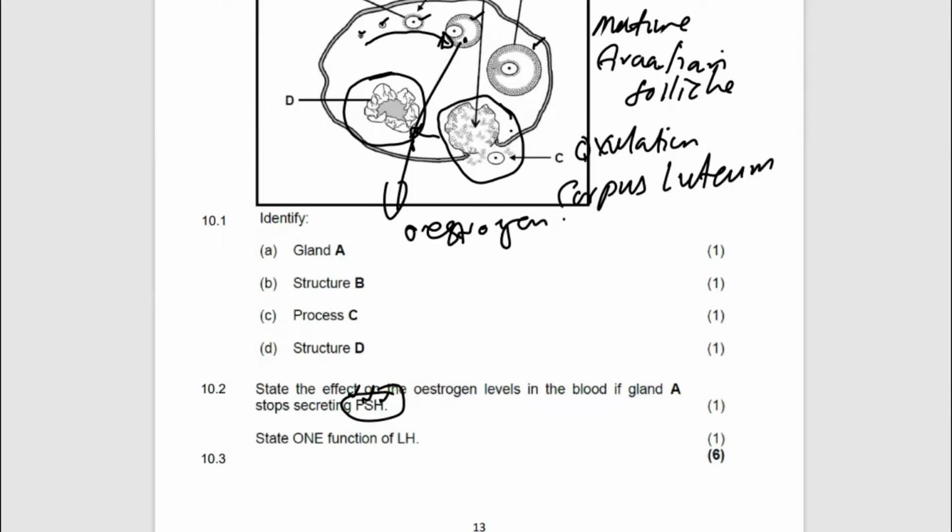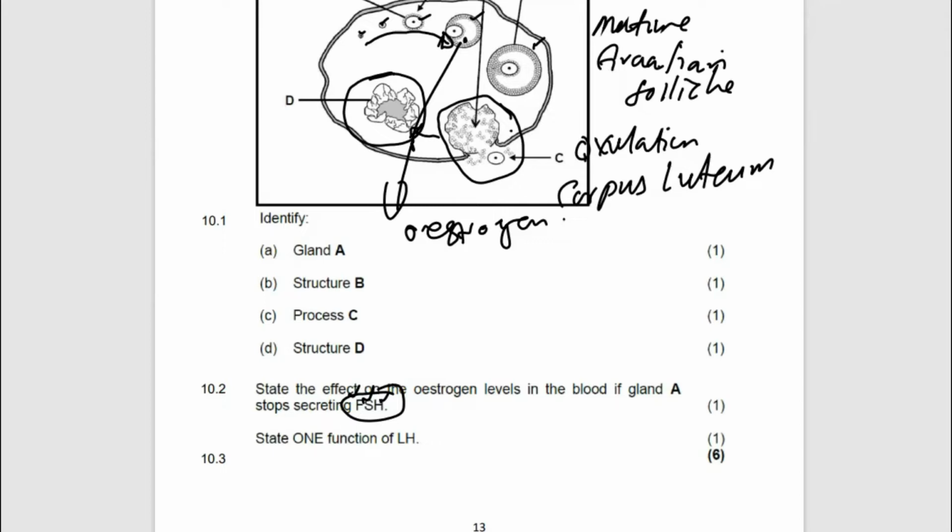So if the graafian follicle has not developed, then the level of estrogen will not be produced. Therefore, the level will not increase. It will either remain low or it will decrease, because the one which was there has been used up. So it will remain low or it will decrease.